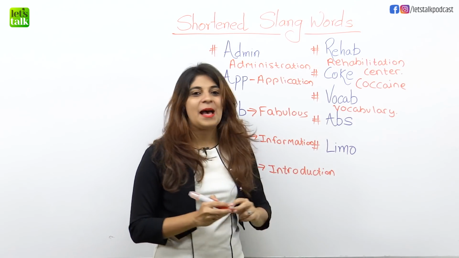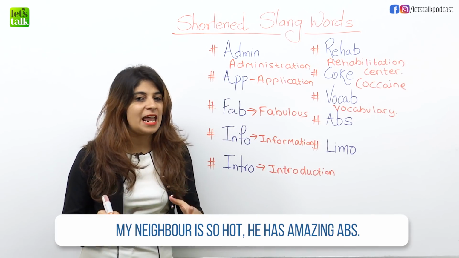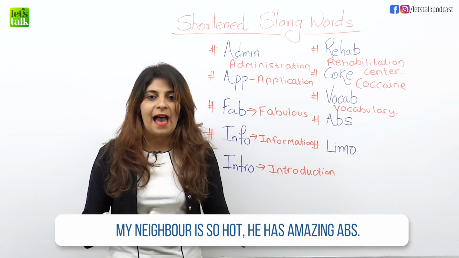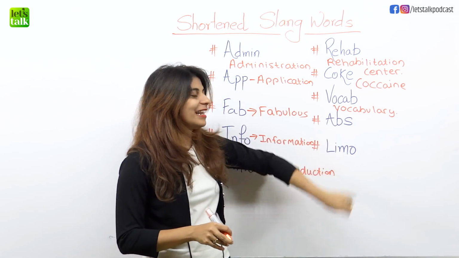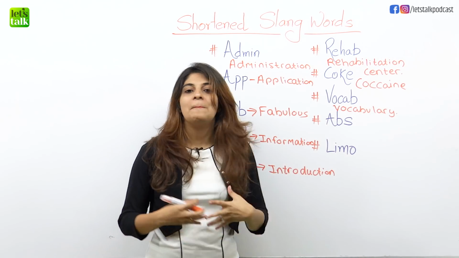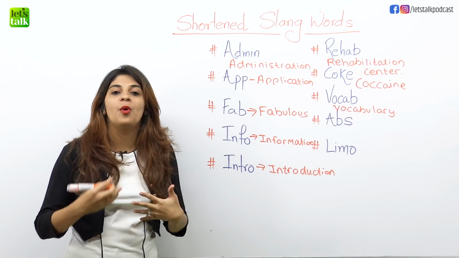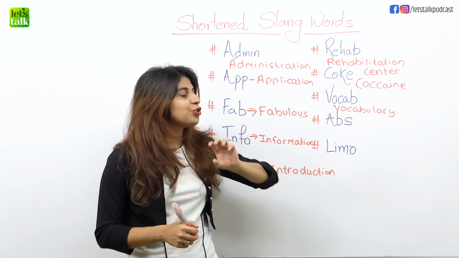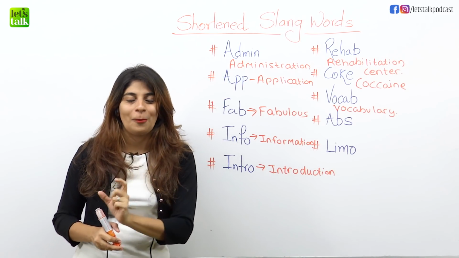The next one, abs. Oh my God, my neighbor is so hot. He has these most amazing abs. So what exactly do abs mean? Well, abs are your abdominal muscles. Yes, people who work out and they show off their abs. Well, abs is a short word for abdominal muscles.